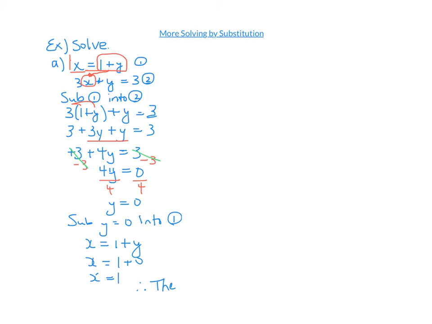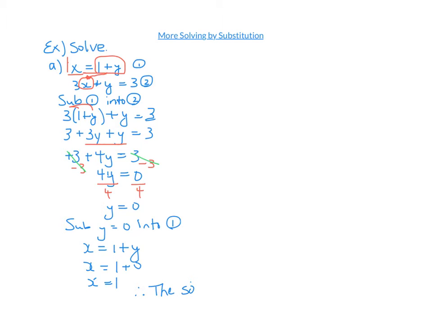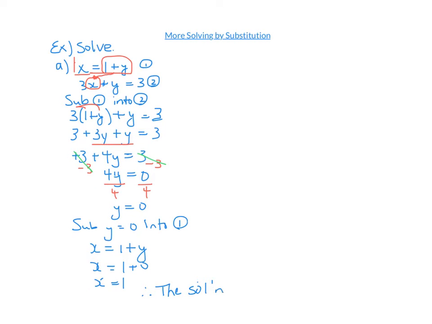So our solution, or the intersection point, is the x-coordinate is 1, it goes first, and then the y-coordinate is 0, it goes second in our ordered pair. So that's our first example. Let's try the next one.